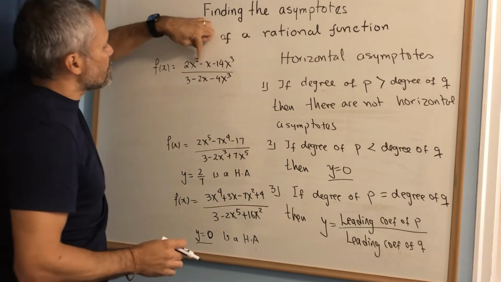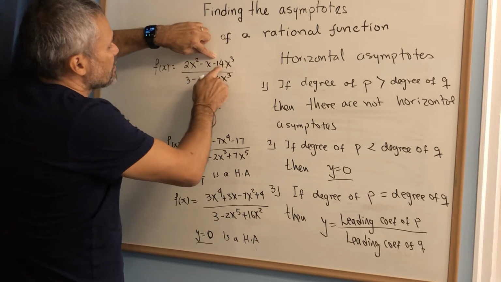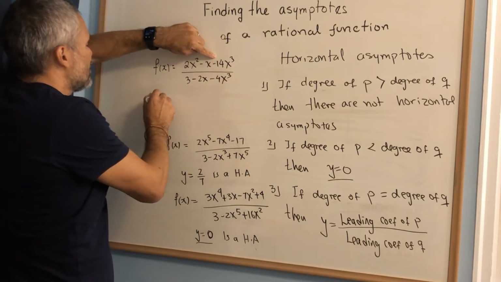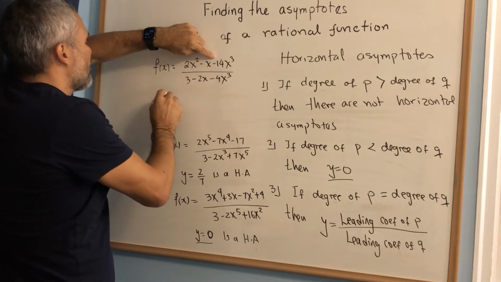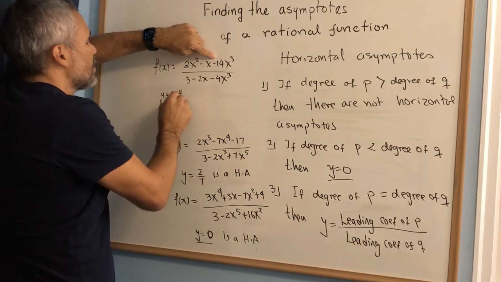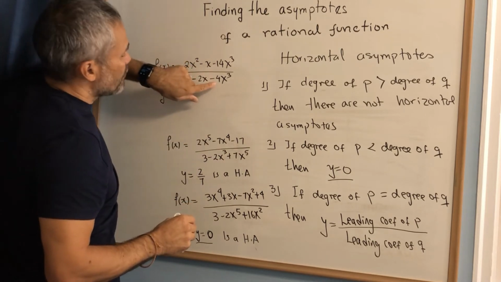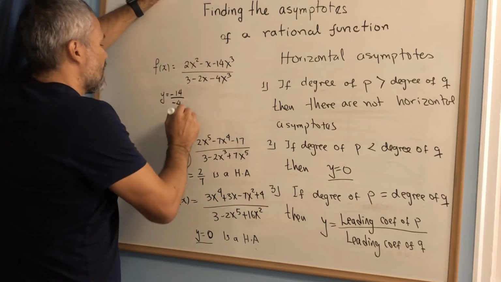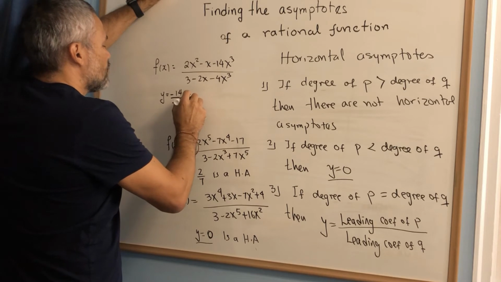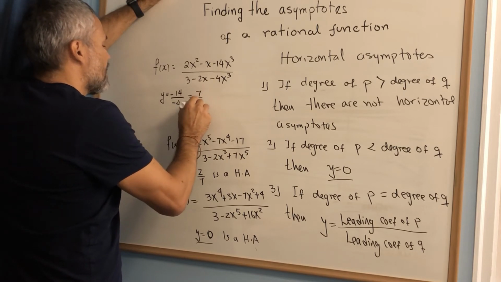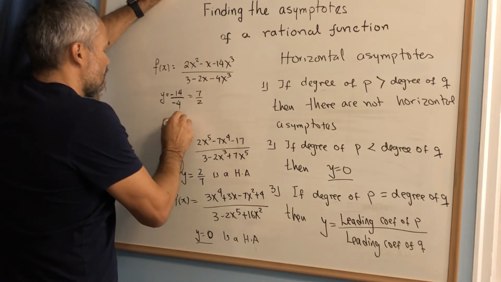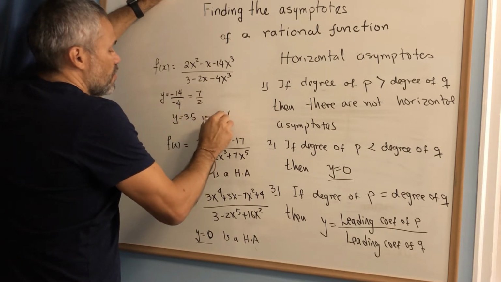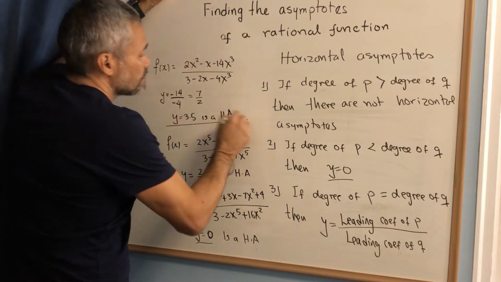The leading coefficient of p is negative 14. And the leading coefficient of q, of the denominator, is negative 4. Then this is a horizontal asymptote. In this case, this is 7/2. Then y equals 3.5 is a horizontal asymptote.